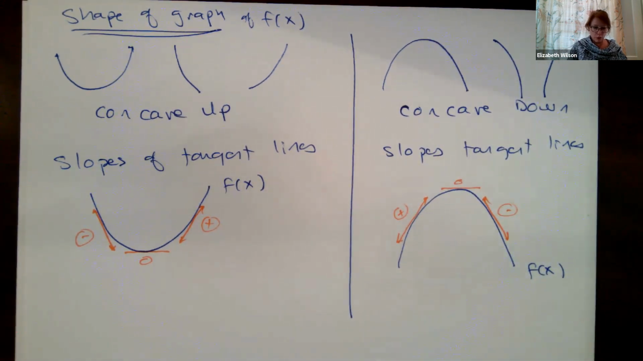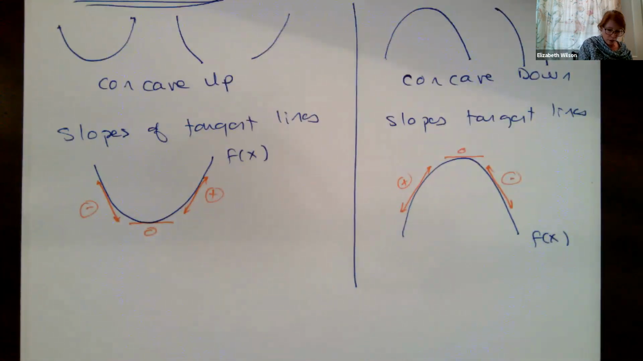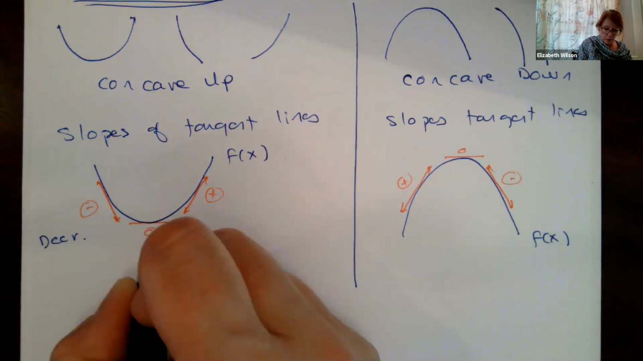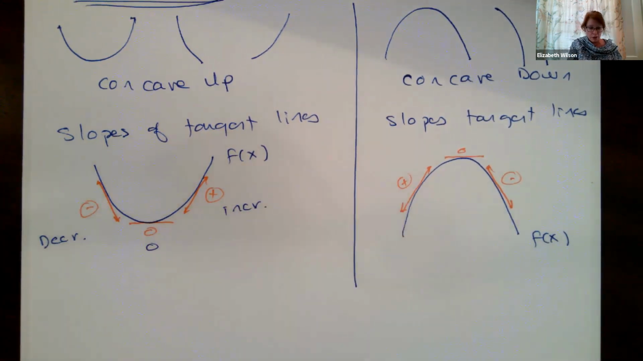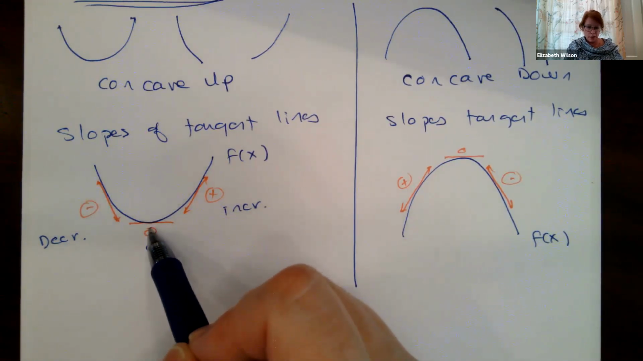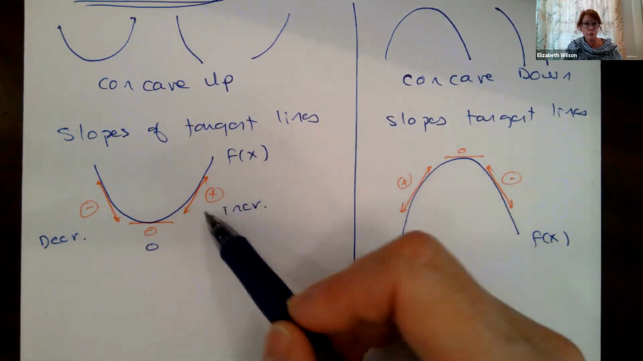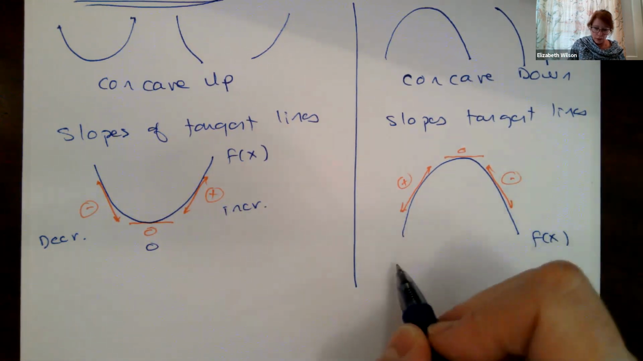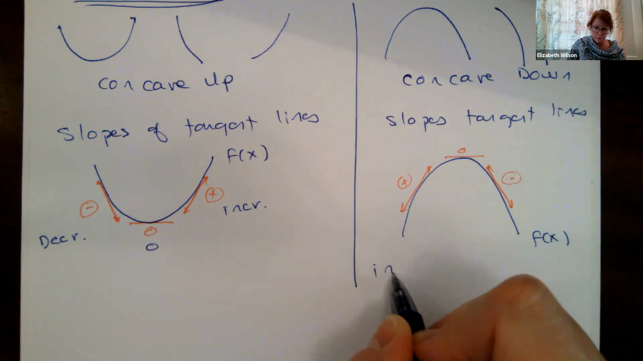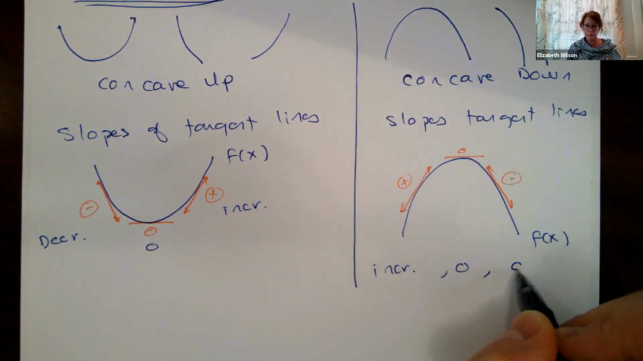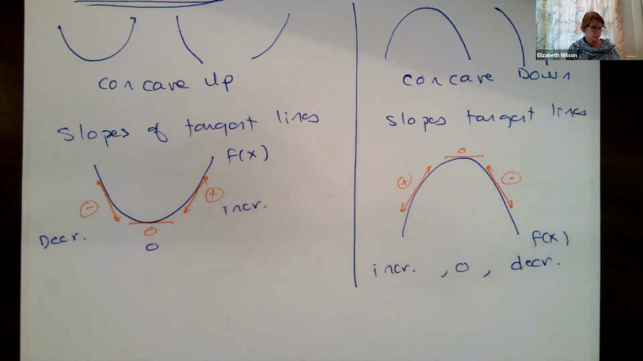Right, so if I write this in words, the slopes of my tangent lines first are decreasing. They're 0, and then they're increasing. These are our tangent lines, right? Our function is decreasing. The slope of the tangent line is equal to 0, and our function is increasing because our slope of our tangent line is positive, which means that they're all showing positive slope. Here it's increasing to 0 to decreasing. Okay. Increasing, 0, decreasing.